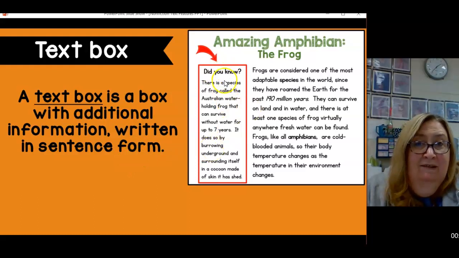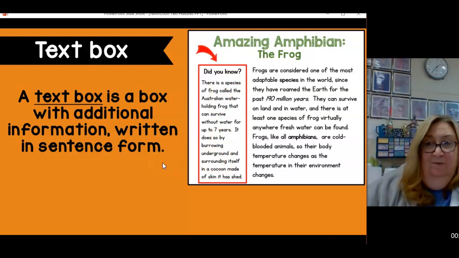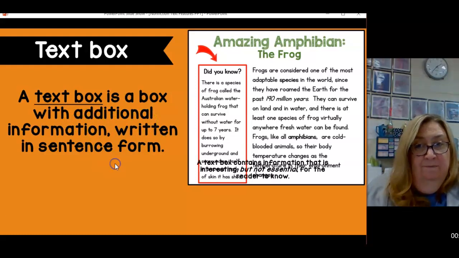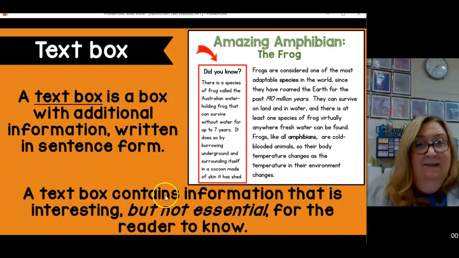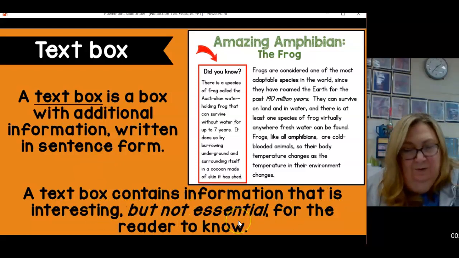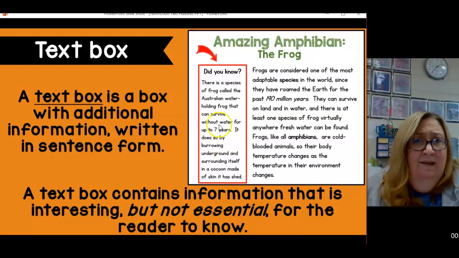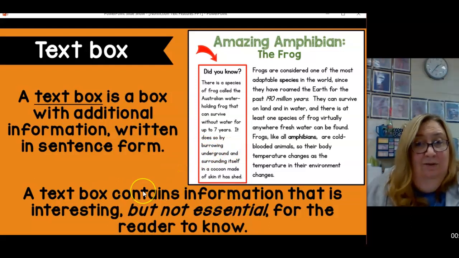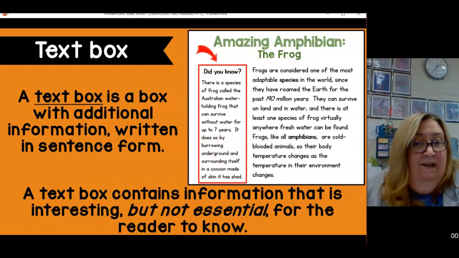This text box is saying, did you know? And they're giving us additional information. So this is a box with additional information written in sentence form. A text box contains information that is interesting, but not essential for the reader to know. In other words, you don't have to know it to understand the rest of this article. It's just some more interesting information that the reader might want to know. So it is interesting, not essential. Pause this and go fill out your companion guide.